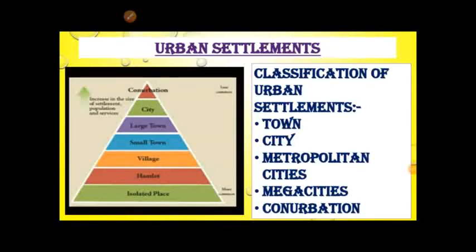Conurbation. A conurbation is a region comprising of a number of cities, large towns and other urban areas. For example, Delhi conurbation.